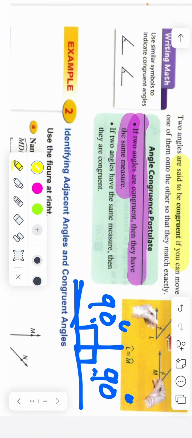Now the second part, if two angles have the same measure, then they are congruent. So if we have these two angles and they are both 90 degrees, we can name these two angles congruent. And also the opposite way is correct. If they are congruent, that means they have the same measurement.